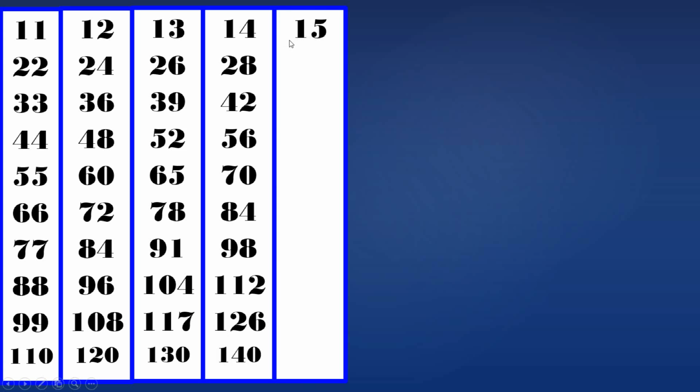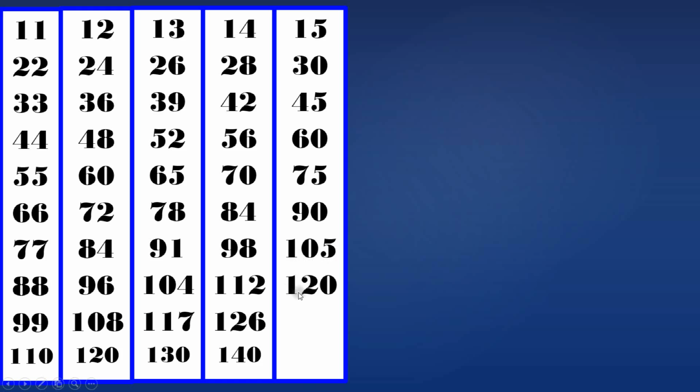15 times table. 15 times 1 is 15. 15 times 2 is 30. 15 times 3 is 45. 15 times 4 is 60. 15 times 5 is 75. 15 times 6 is 90. 15 times 7 is 105. 15 times 8 is 120. 15 times 9 is 135. 15 times 10 is 150.